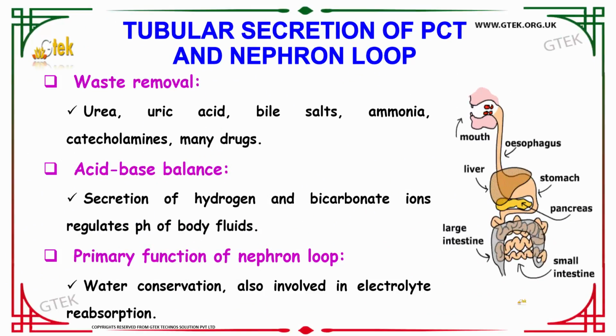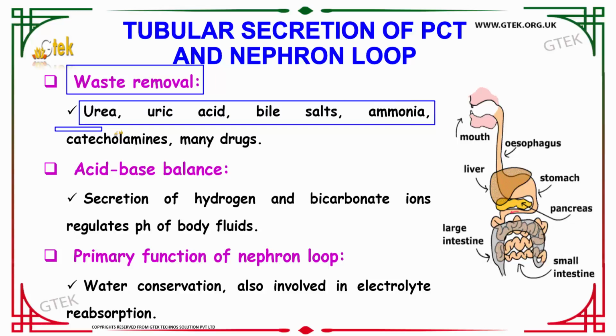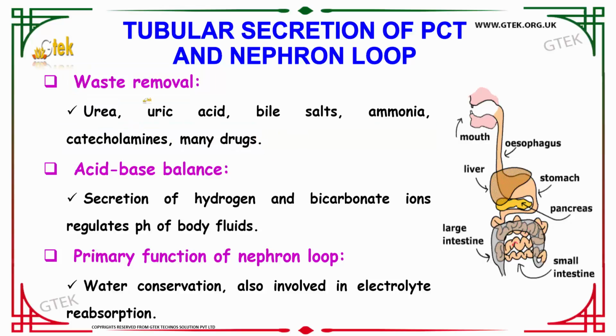We are going to study the tubular secretion of the PCT and nephron loop. In your nephron loop, the waste removal will remove wastes such as urea, uric acid, bile salts, ammonia, catecholamines, and many drugs. So these are the wastes that are removed by your nephron.